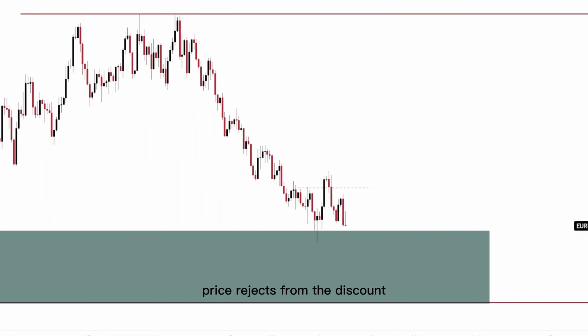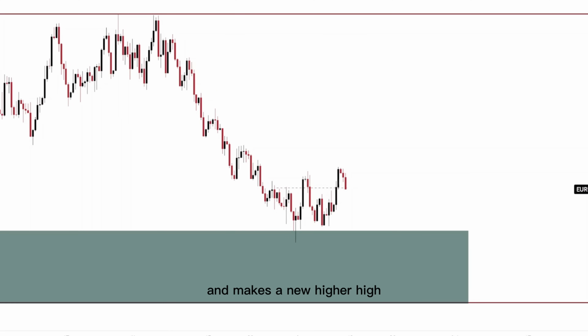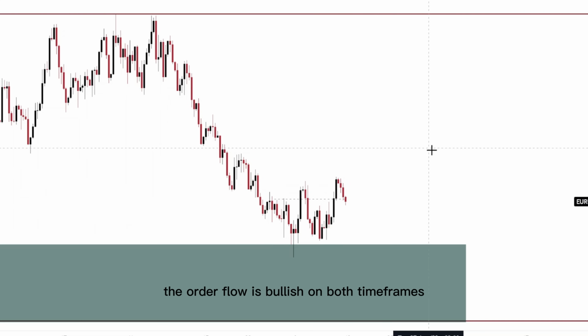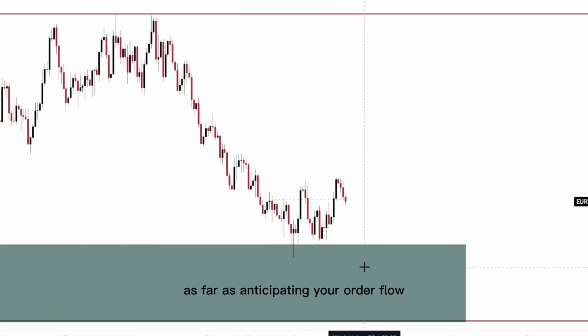Price rejects from the discount, which would be your return to origin, and makes a new higher high. So now you can confirm that the order flow is bullish on both time frames. And this is where you have the highest probability as far as anticipating your order flow, your true order flow, which is your micro and your macro being in line.